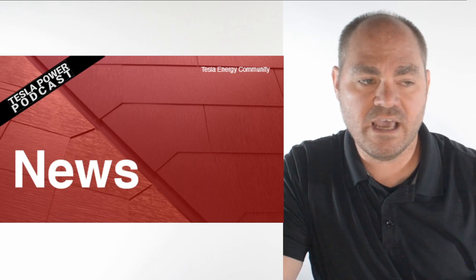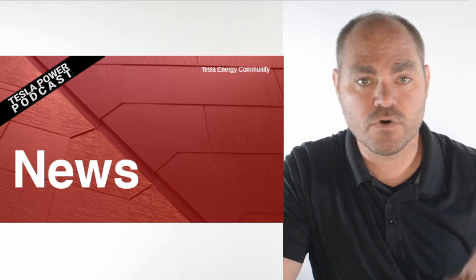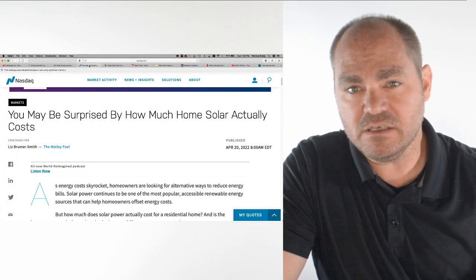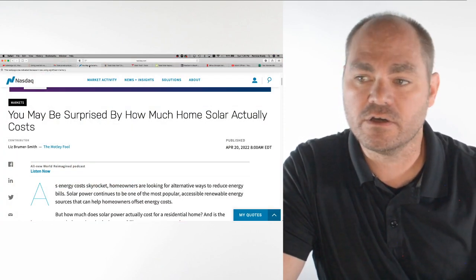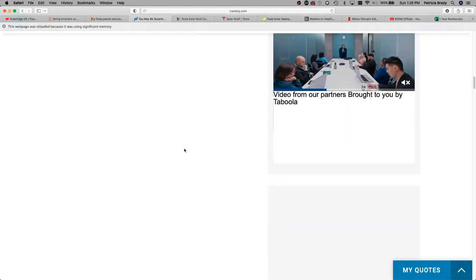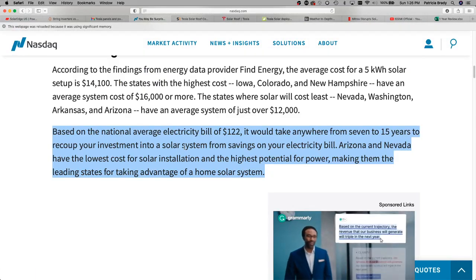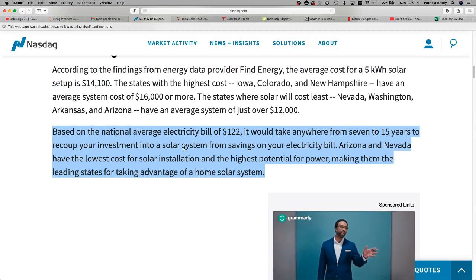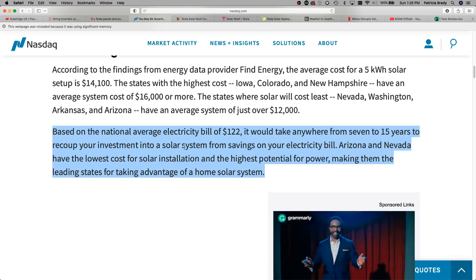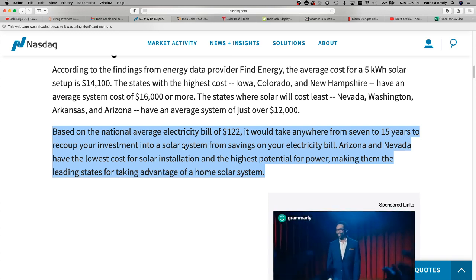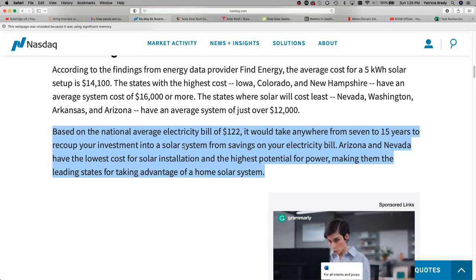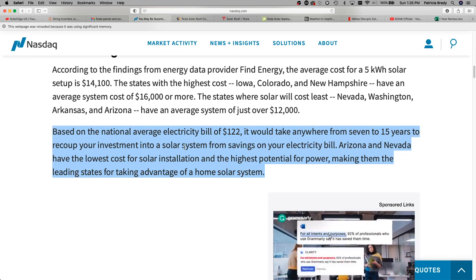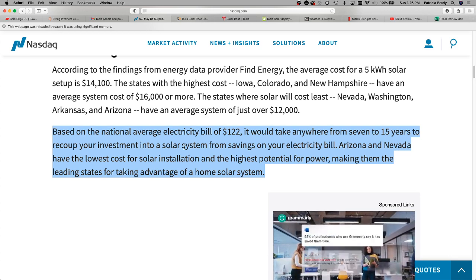So this episode, we have a full docket of 5 stories to cover. First, we have an article from the NASDAQ. They have a little piece on the cost of solar panels. Let's take a look. Quote, based on the national average electricity bill of $122, it would take anywhere from 7 to 15 years to recoup your investment into a solar system from savings on your electricity bill. Arizona and Nevada have the lowest cost for solar installations, the highest potential for power, making them the leading states for taking advantage of a home solar system, end quote.